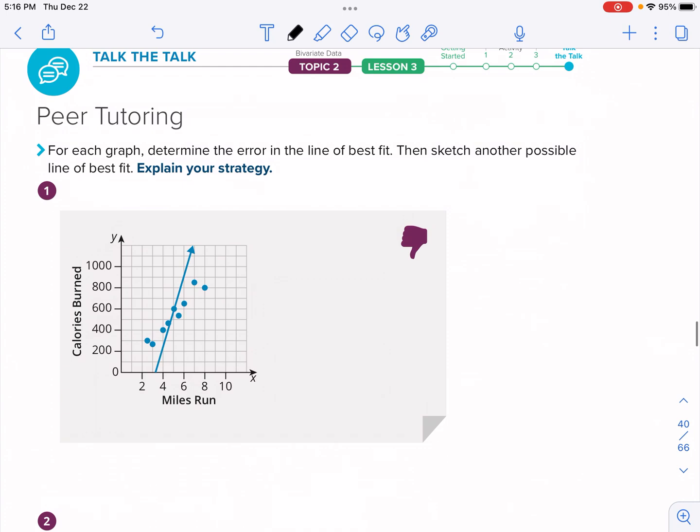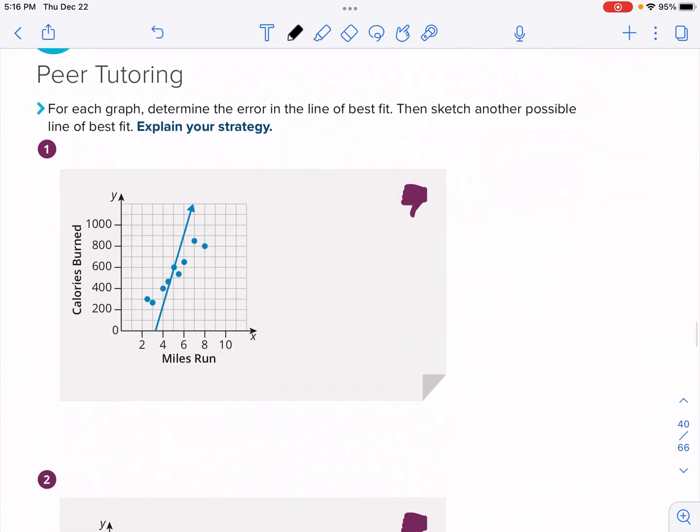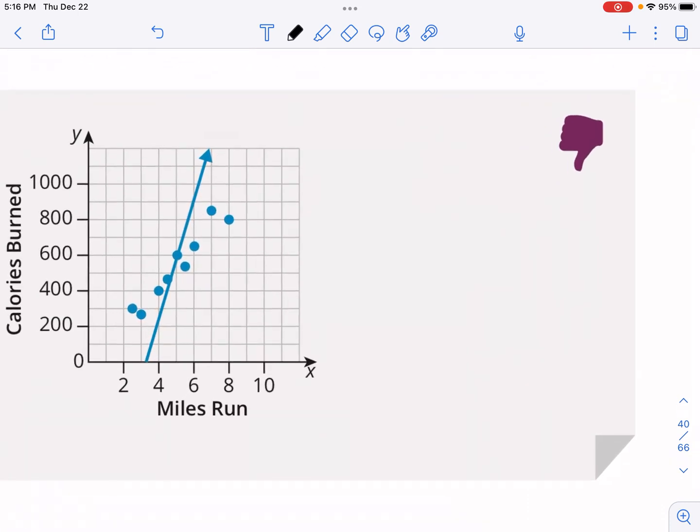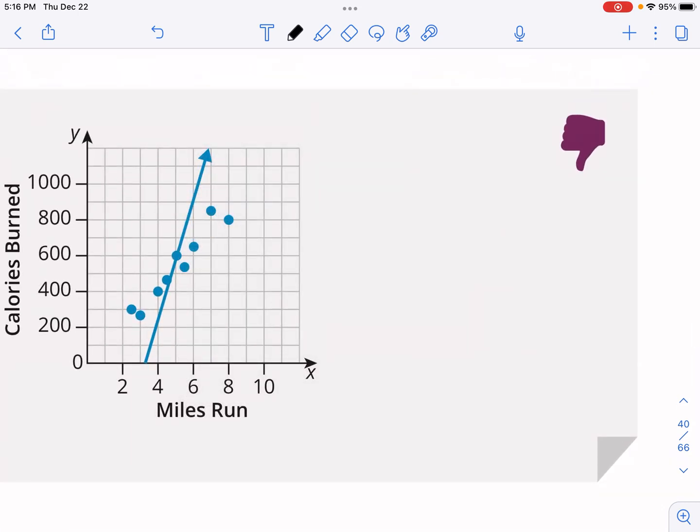So let's move on to the last part for talk the talk. We'll go through this somewhat faster. This says, for each graph, determine the error in the line of best fit, then sketch another possible line of best fit. So we have this blue line here. Now, if I draw a circle around this data set, is that line following the trend of the circle and the points? And is it cutting it in half?